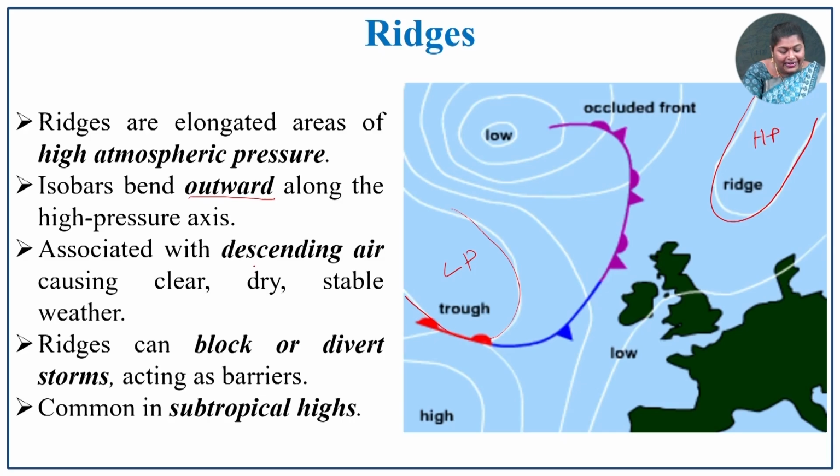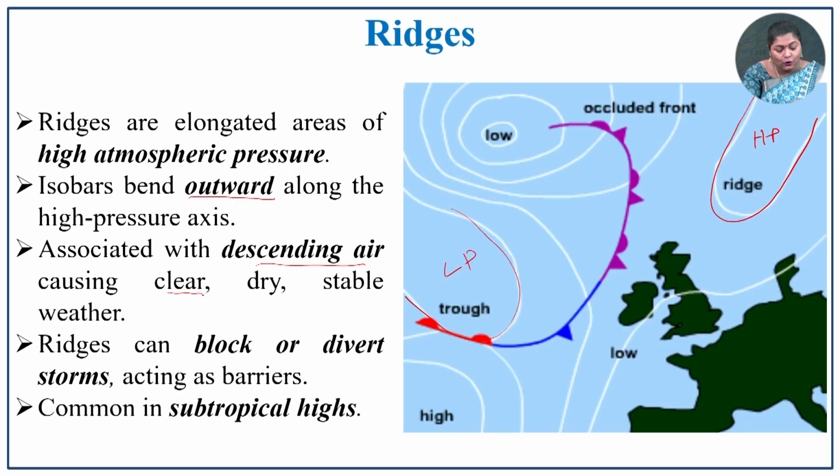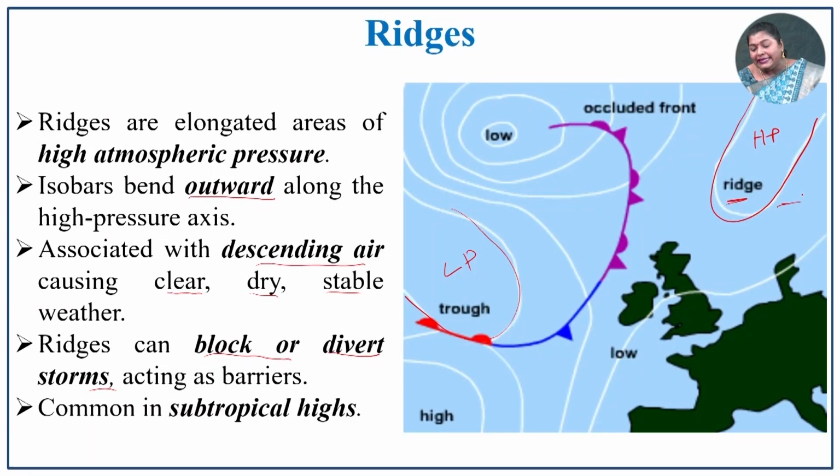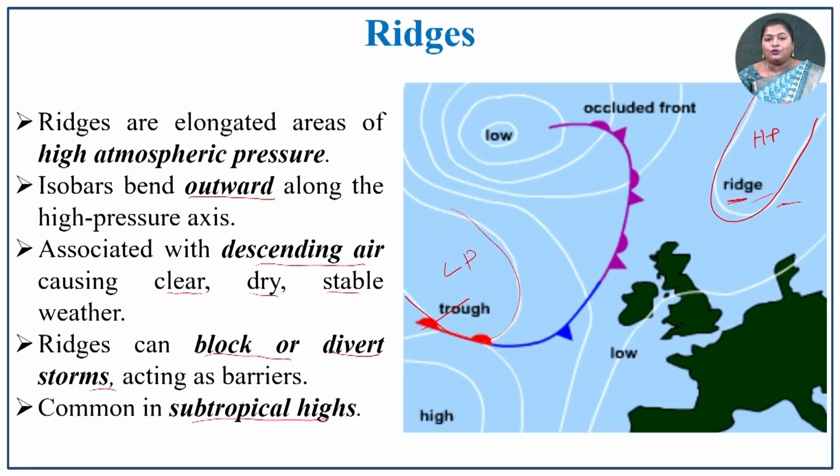It is associated with the descending air. There it is not descending. Because of descending air, there is clear, dry, stable weather, and this ridge blocks or diverts storms. So, this ridge acts as a barrier for the wind movement, but the situation will be very clear, dry, and stable weather will be prevailing in this region. So, unstable condition in trough and stable condition in ridge. Where can we see such a weather pattern? In the subtropical highs you can witness this kind of weather pattern.